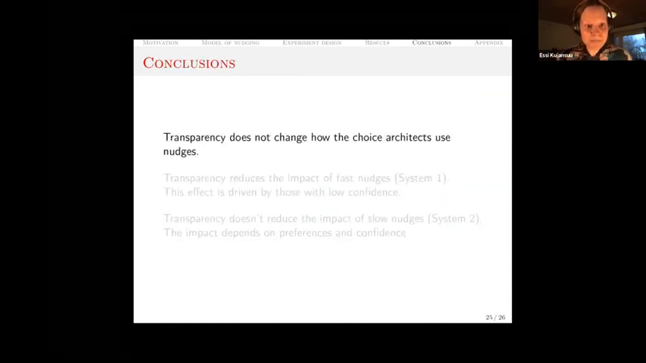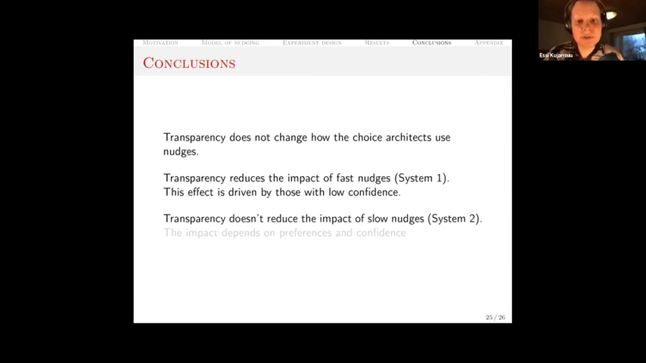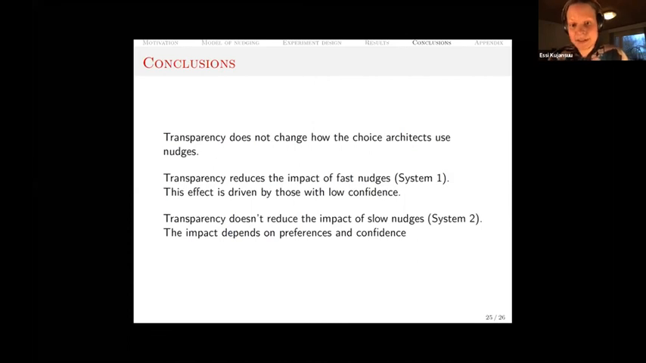So to conclude, transparency does not change how the choice architects use nudges. Transparency reduces the impact of fast nudges. And this effect is driven by those with low confidence. So basically what transparency does is reduce the mistakes that people make. Transparency does not reduce the impact of slow nudges. There is an impact, but it's hidden in the average, and this impact depends on what your preference is, and here, confidence. Thanks a lot.